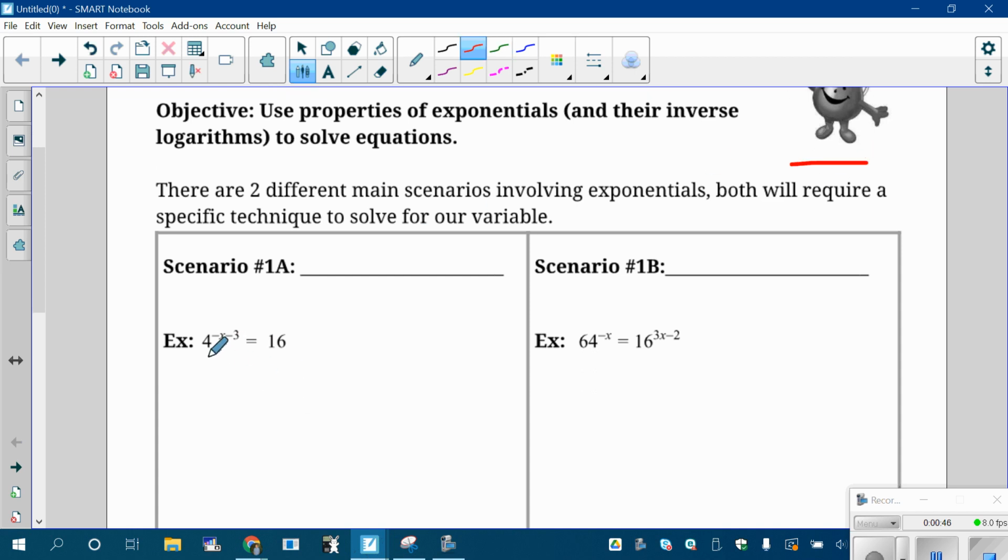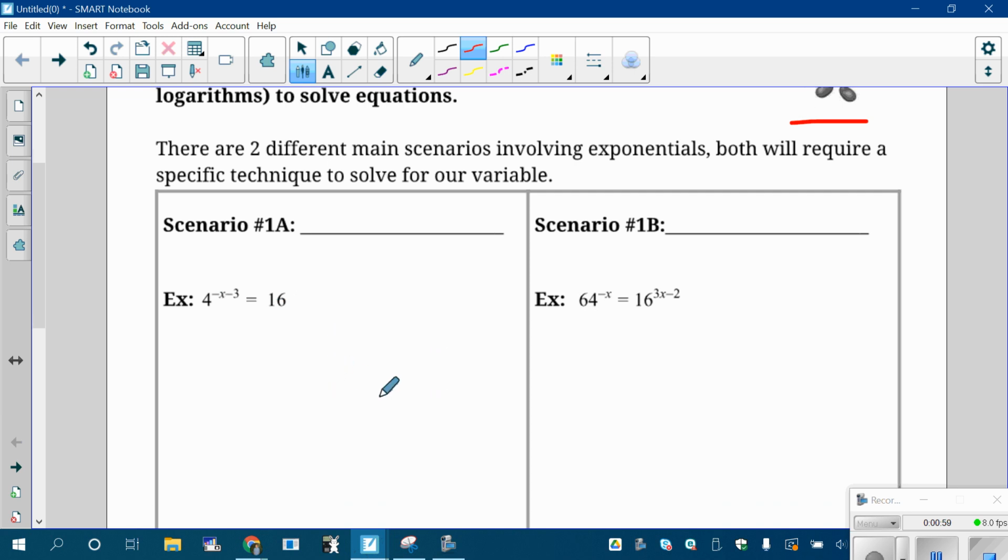If you look at this first equation, there's something nice about the numbers. 4 to the negative x minus 3 equals 16. I hope when we're thinking about exponents, we see that 16 is 4 squared. That's just a fact that we know. And the reason that's nice is because then we have an exponential equation where both sides have the same base, okay?